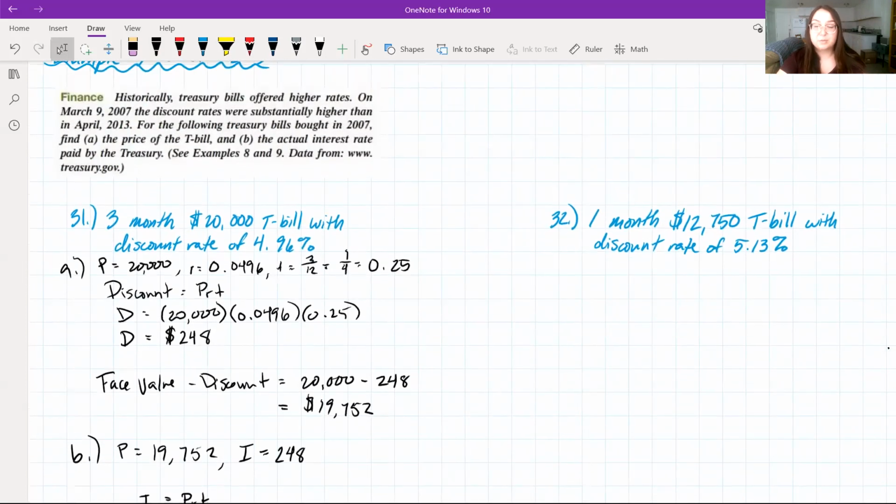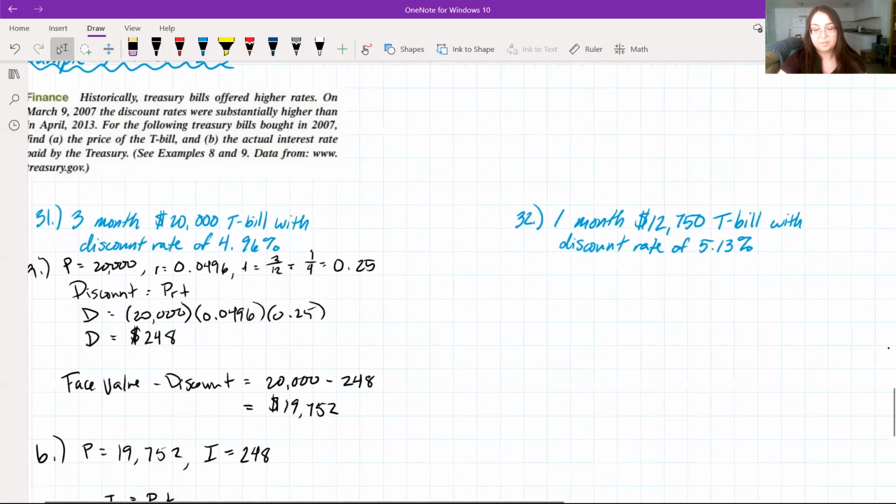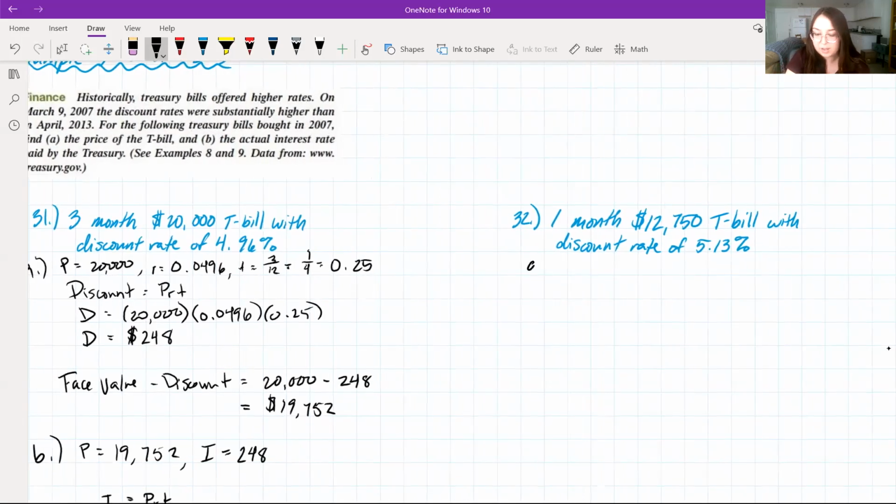All right, so now for 32, we're going to do the same thing again, just different numbers. So we have 1 month at $12,750 T-bill with a discount rate of 5.13%. So we're going to do the same thing as before. Now we have our principal of $12,750, our rate of 5.13%, or 0.0513, and our time, which is 1 month. So we're going to say 1 divided by 12.